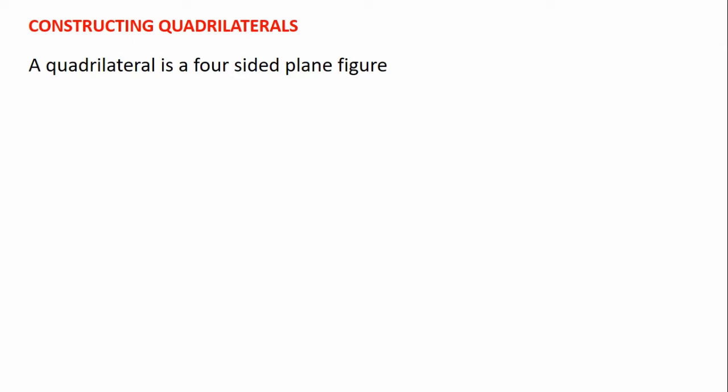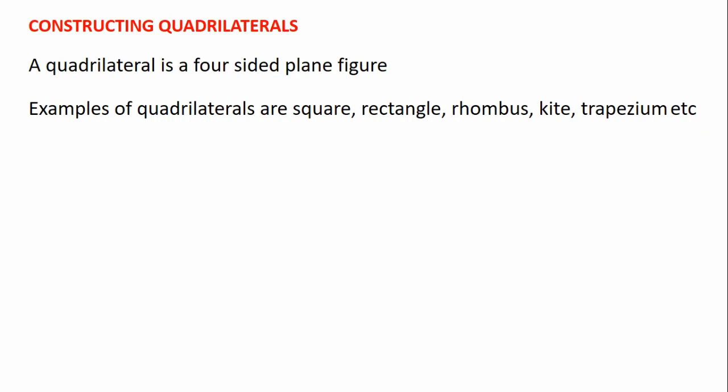Constructing quadrilaterals. In the videos on mensuration, we learned that a quadrilateral is a four-sided plane figure. We considered some examples of quadrilaterals. Some examples are square, rhombus, rectangle, kite, trapezium, etc. In the videos on mensuration, we considered these quadrilaterals one after the other, and we learned about their properties.